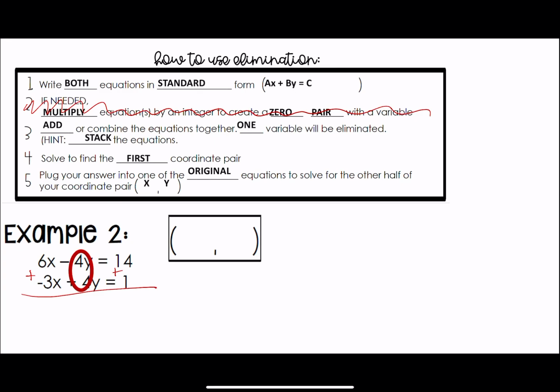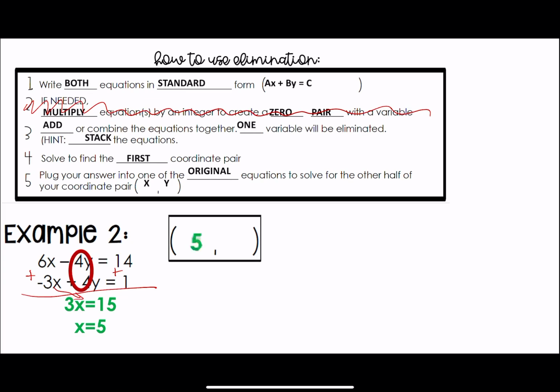And I get 3x equals 15. You'll notice I just kind of squeeze that over to the equal sign. They like to be cuddly along that equal sign. It's okay. All right, then we're going to divide by 3, which gets us x equals 5. That is the first part of your coordinate pair.